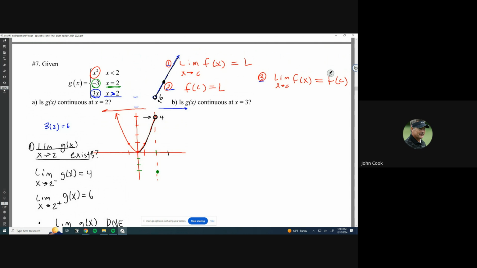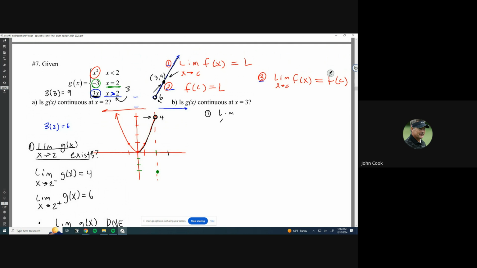Since 3 is greater than 2, we're going to use this function here. 3 times 3 is equal to 9, so that coordinate is at (3, 9). Okay, so this one is going to be continuous, and here's why. If I go through all the steps, from the left-hand side, it looks like it's going to 9. From the right-hand side, it's going to 9. So I'd write out the following for part number 1.